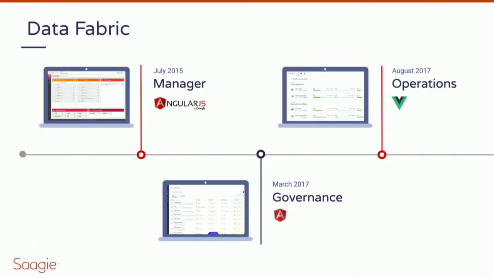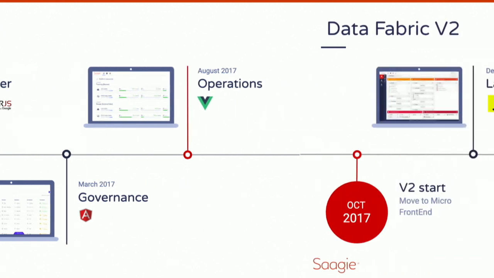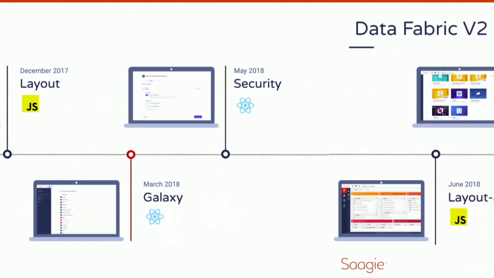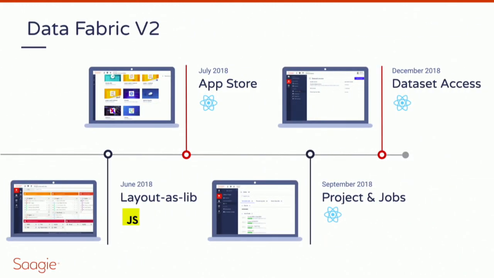So this approach works pretty well for us. In 1 year, we've been able to deliver 4 new applications, and we've been able to break the monolith by first extracting the security part into its own application, and to start refactoring it while it was still living on its side, by starting a new project called Project and Jobs.